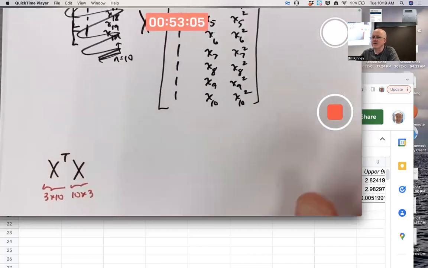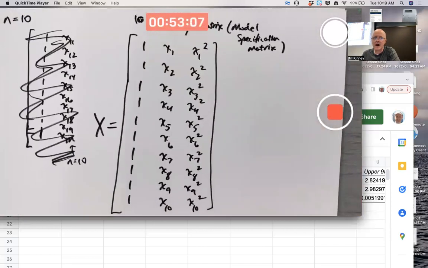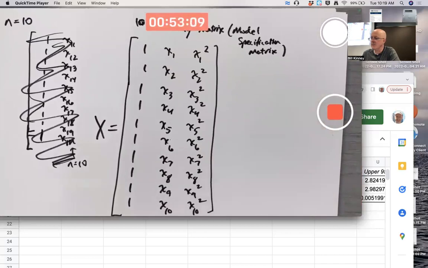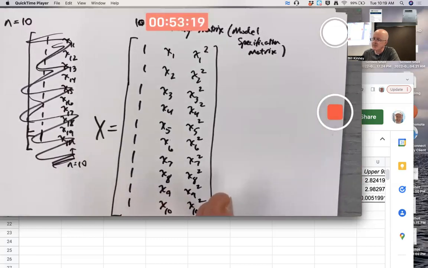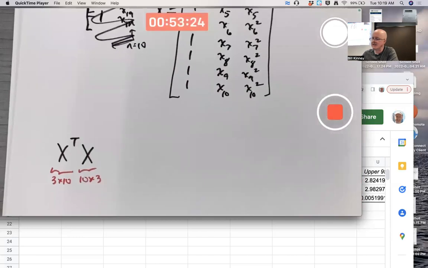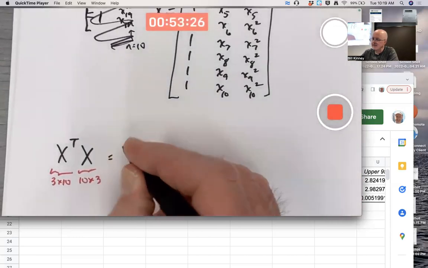What's the transpose of a matrix like this? You got to swap the columns. Each column becomes a row of the transpose. So the first column of X becomes the first row of its transpose. The second column of X becomes the second row of its transpose. The third column of X becomes the third row of its transpose. Yeah, I'll use some dots now to save some time.